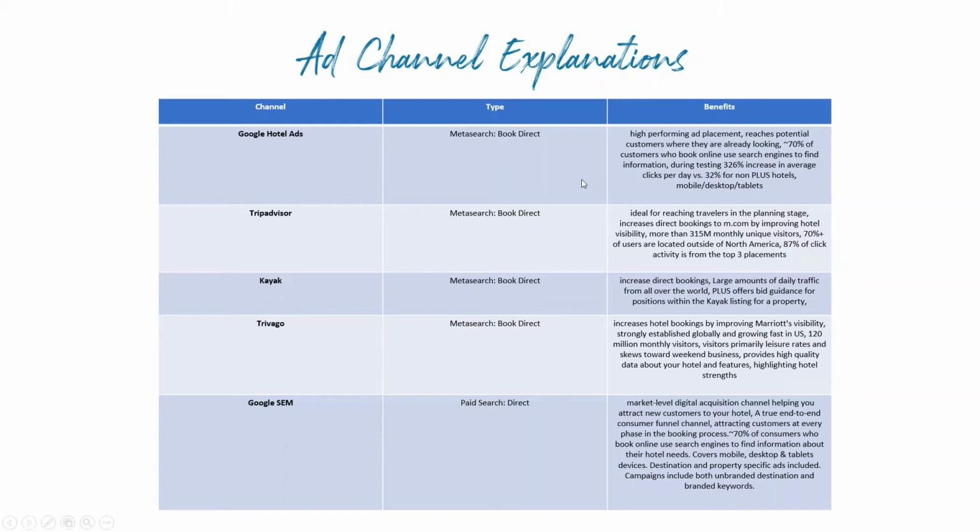So Google Hotel Ads, it's a meta search, book direct type ad. It's a high performing ad placement, so it reaches a lot of customers where they're already looking. So 70% of customers who book online use search engines to find information, and there's a 326% increase in average clicks per day versus 32% for non-advertising hotels.